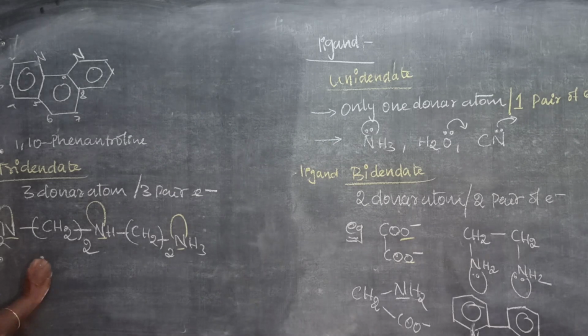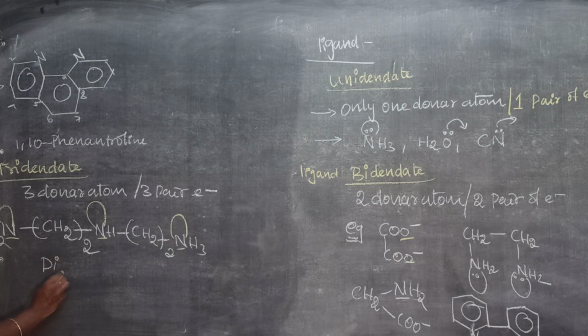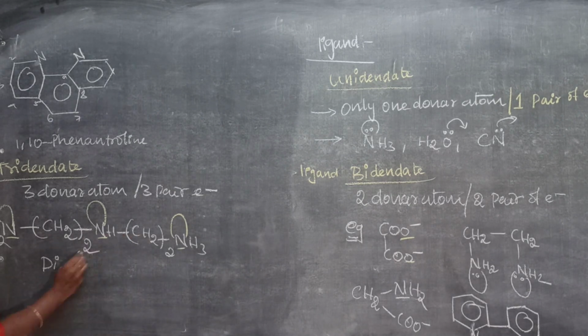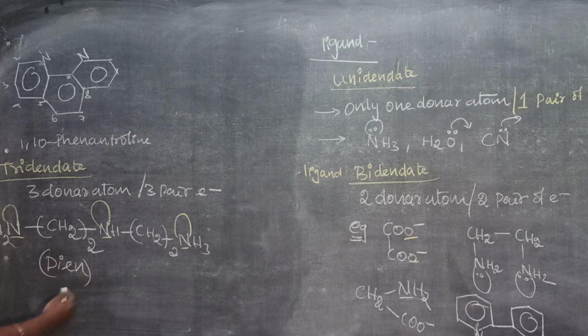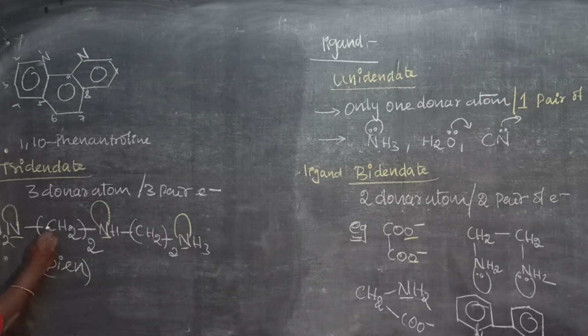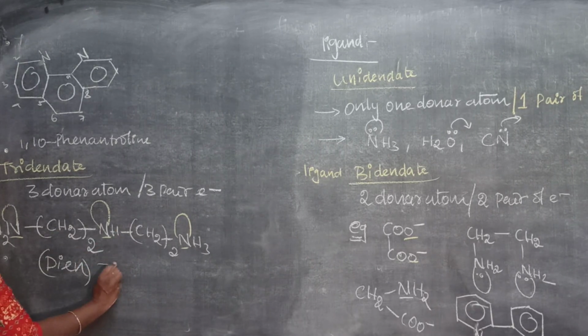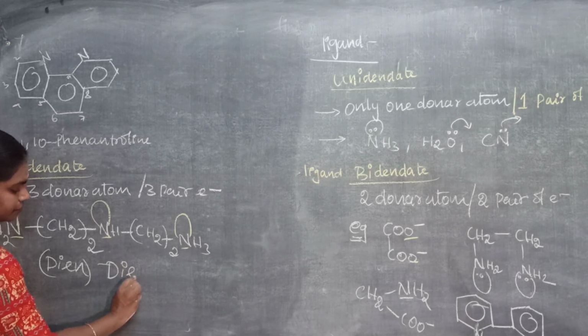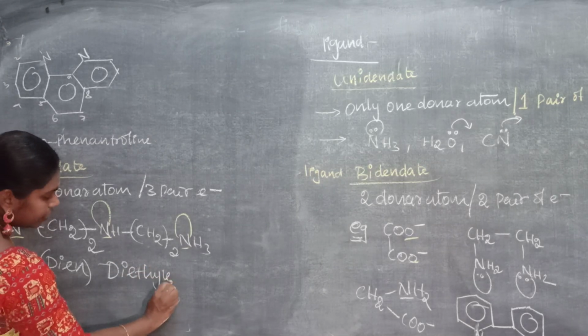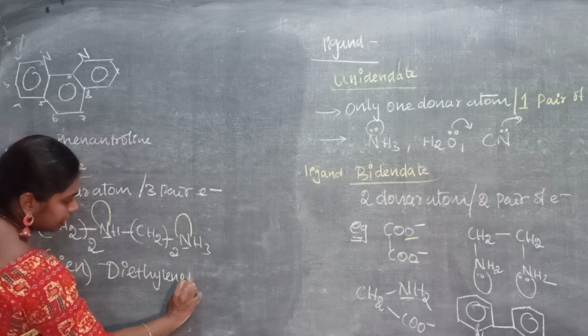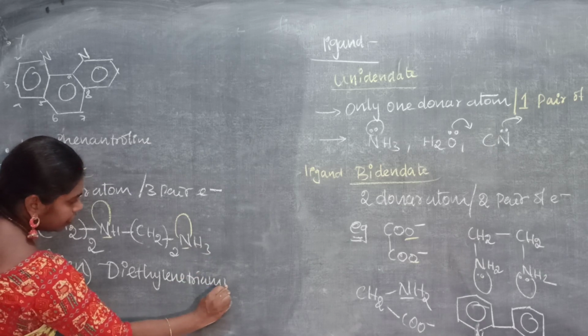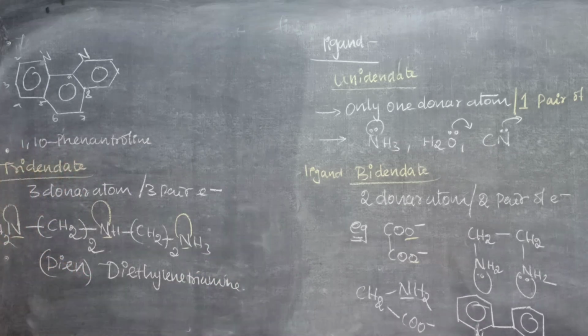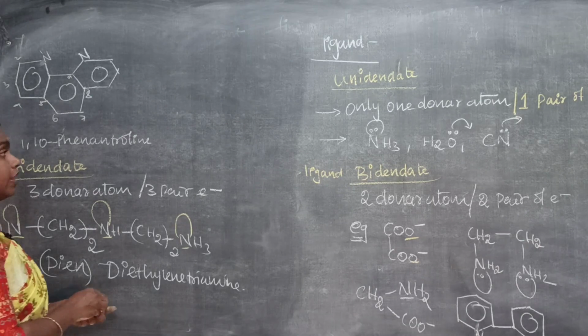This is called diethylene triamine, which can be simply written as dien. That is the meaning of diethylene triamine. The next one has four donor atoms: the tetradentate ligand.